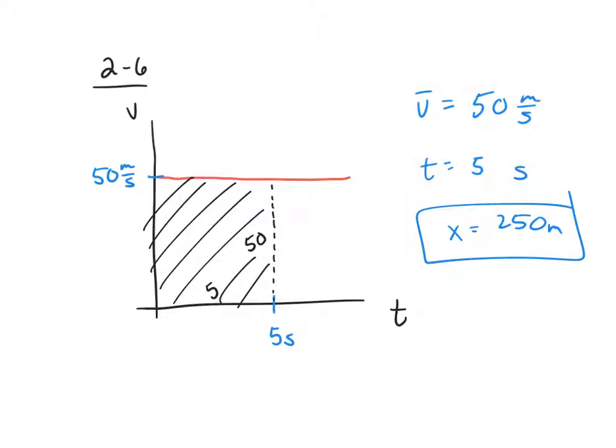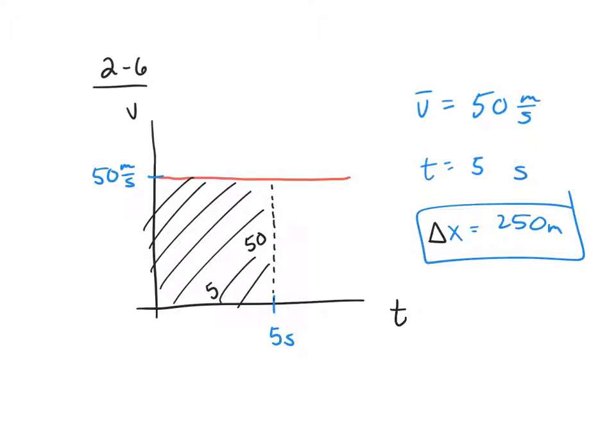Position change. Because where did I start? Do I know where I started on that? I have no idea. All I know is that I have a given velocity to start. But I could start at the origin and then move 250. Or I could start 10 meters past the origin and move up to 260. But my change is what's happening. So really, what I'm getting here is my displacement, my change in position.